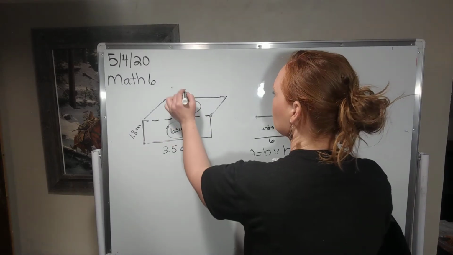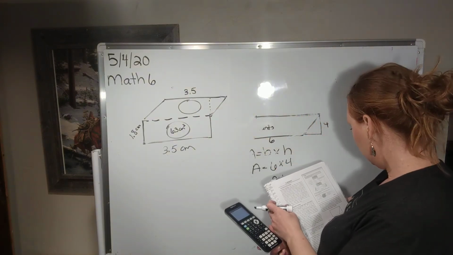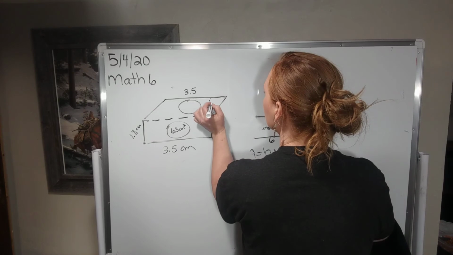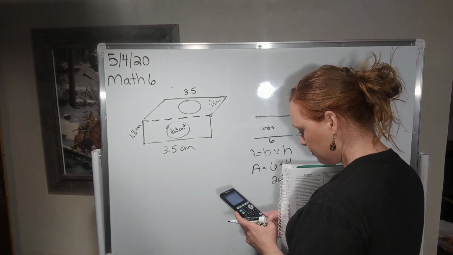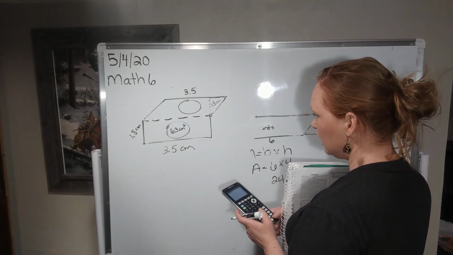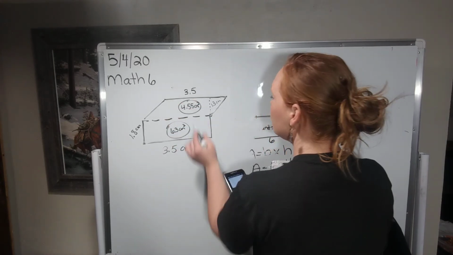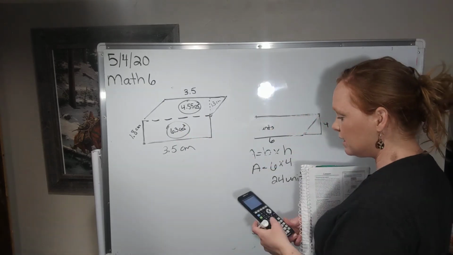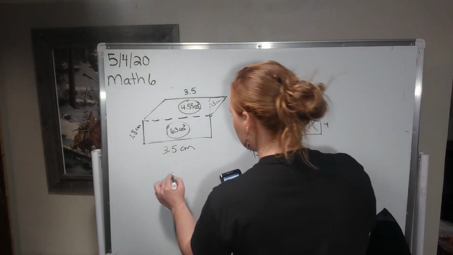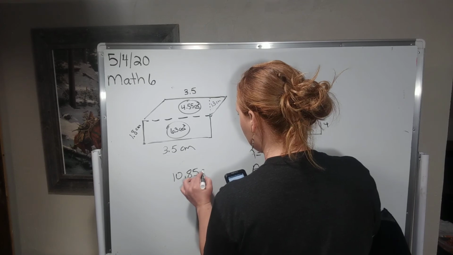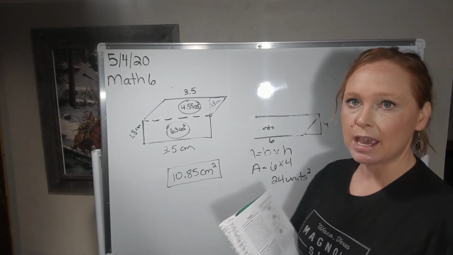Now let's find the area of this shape. Well, we know that the base is 3.5, but now I need to find the height of this shape, and if we look, they give it to us, and it's 1.3 centimeters. So I take my 3.5 times 1.3. I get 4.55 centimeters squared. And since they're both in centimeters, I can add them together. So 4.55 plus 6.3 equals 10.85 centimeters squared. And this is the total area of that shape.